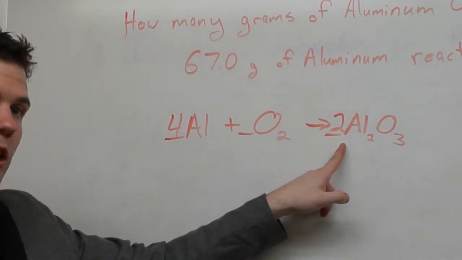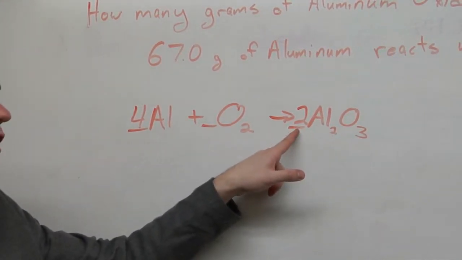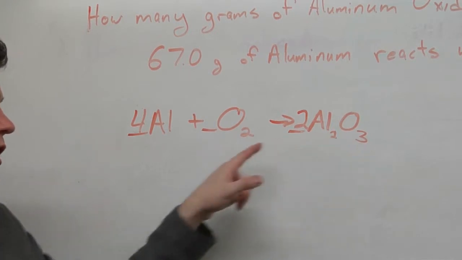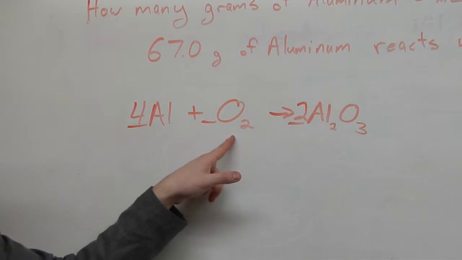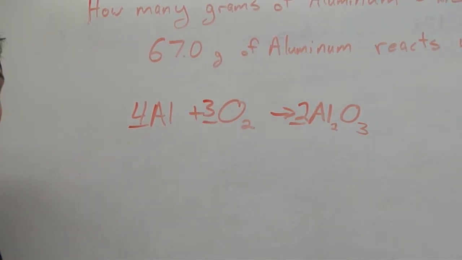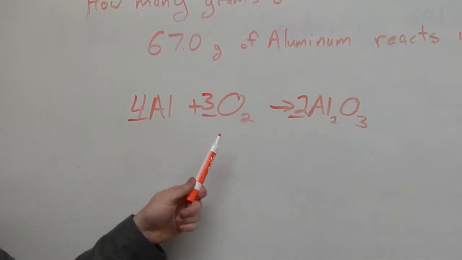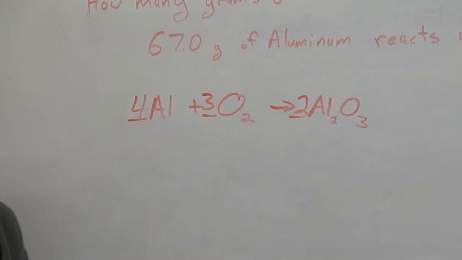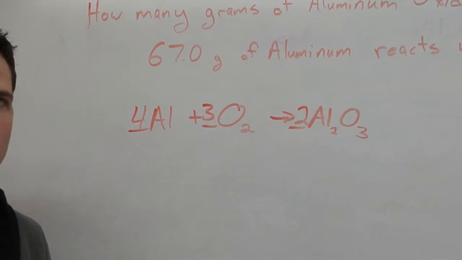Back to the aluminum oxide, what did putting a 2 there do to our oxygens? We now have the front number times the subscript gives us 6 oxygens. So over here, we need to also equal 6 oxygens, which means we can simply put a 3. This leaves the final balanced coefficients as 4 aluminums plus 3 oxygens, that's the partnered oxygen, equals 2 aluminum oxide. We're finally ready to get going on this process.